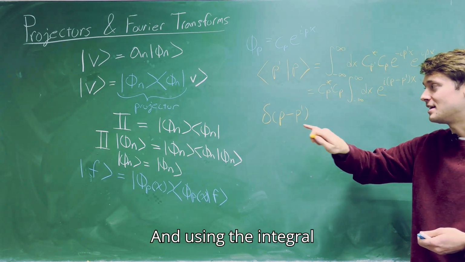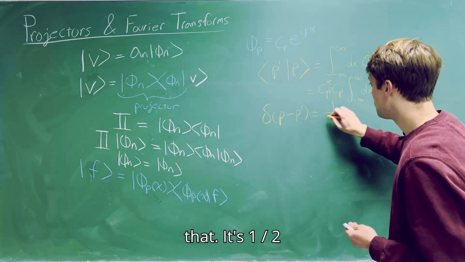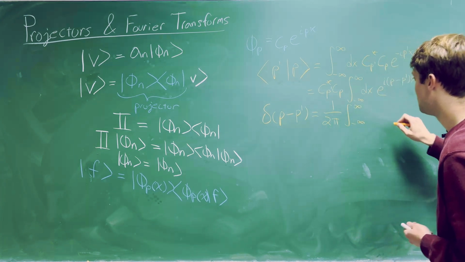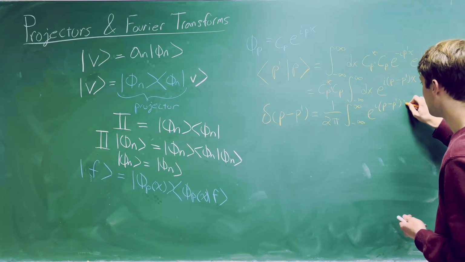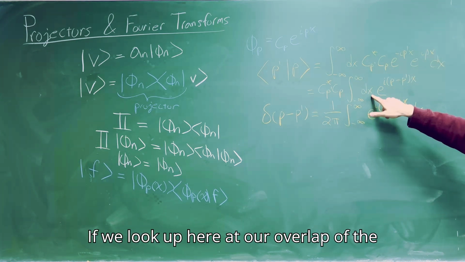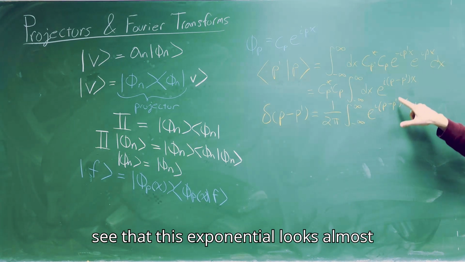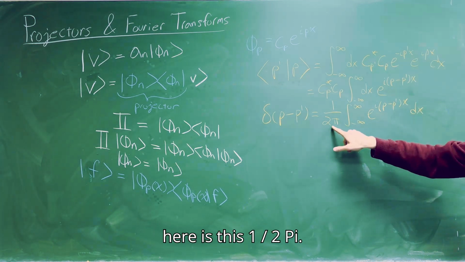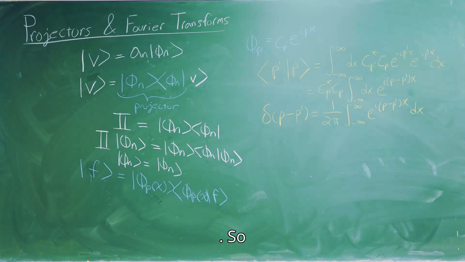And using the integral definition of what this is, I could write that it's 1 over 2 pi, integral minus infinity to infinity, e to the i(p minus p prime)x dx. Does this look familiar? If we look up here at our overlap of the two different momentum eigenstates, we see that this exponential looks almost identical. In fact, the only difference here is this 1 over 2 pi. We have Cp prime star Cp.